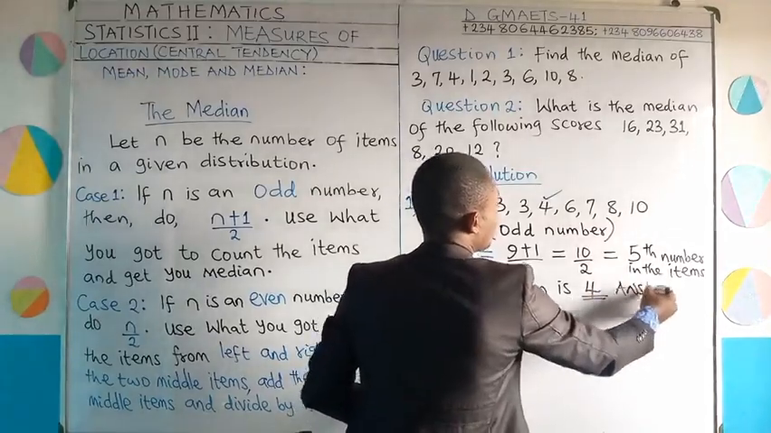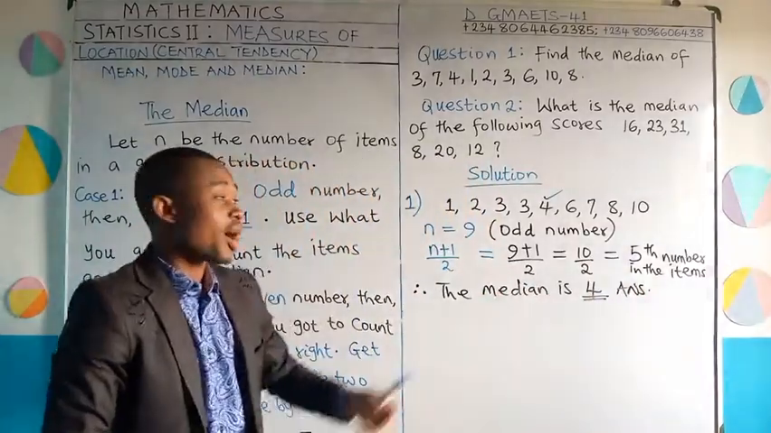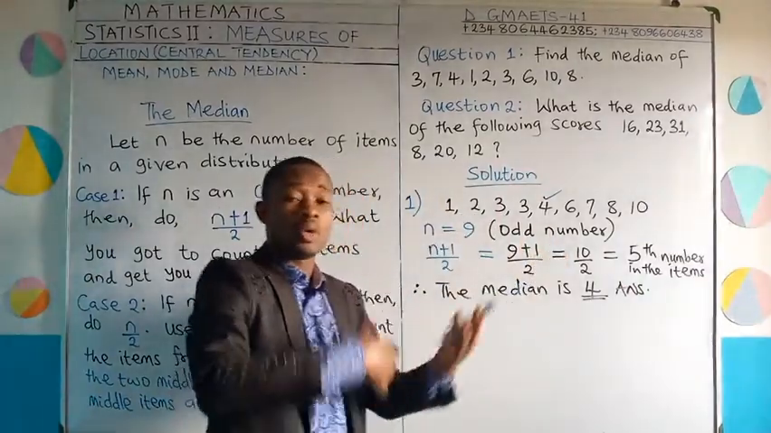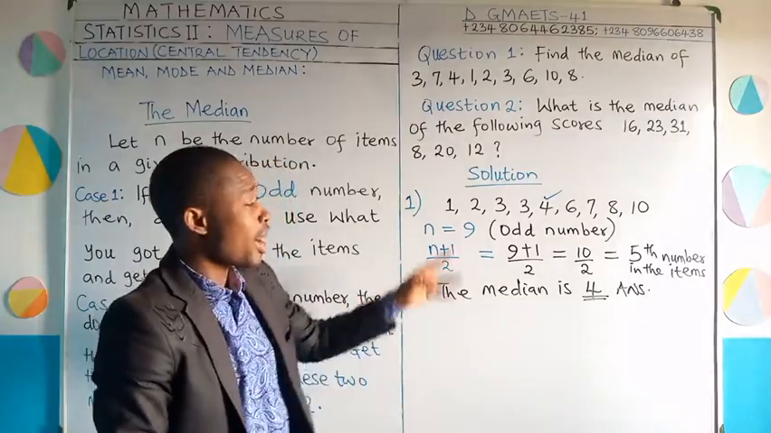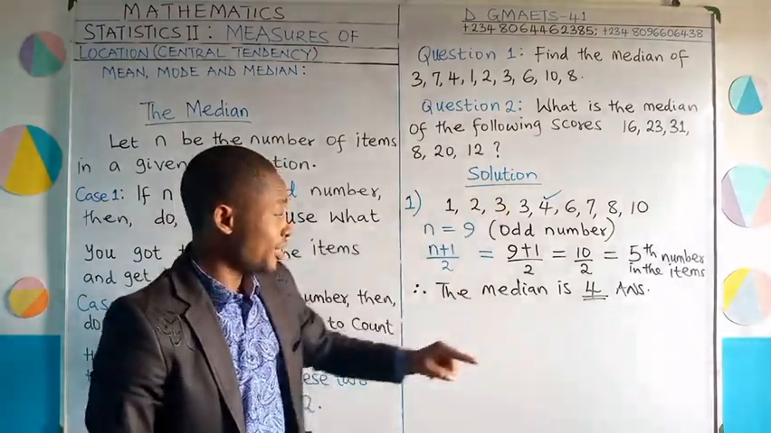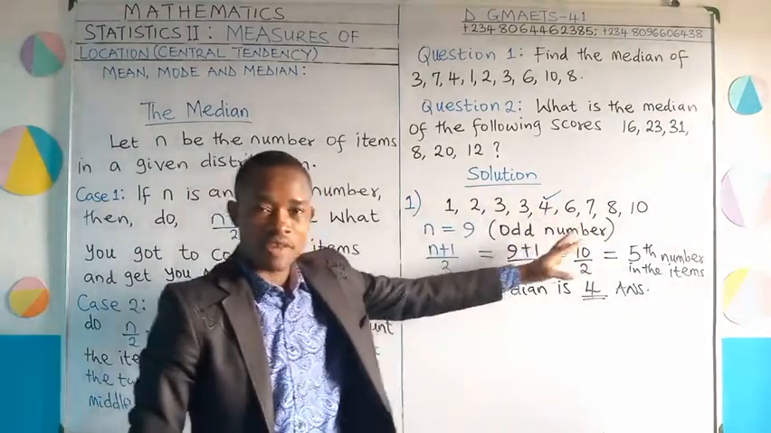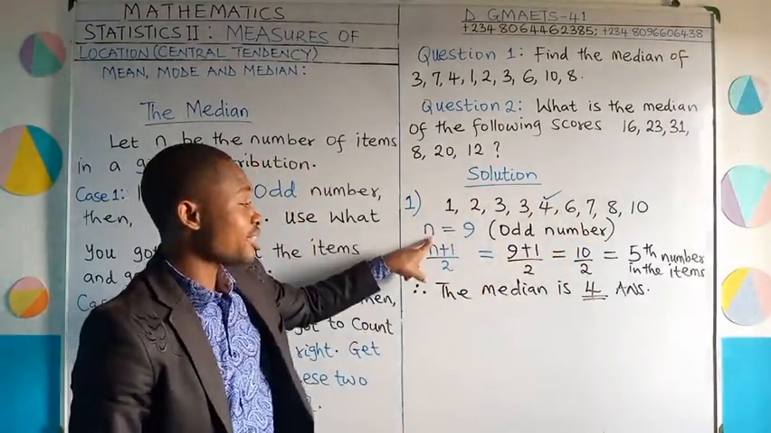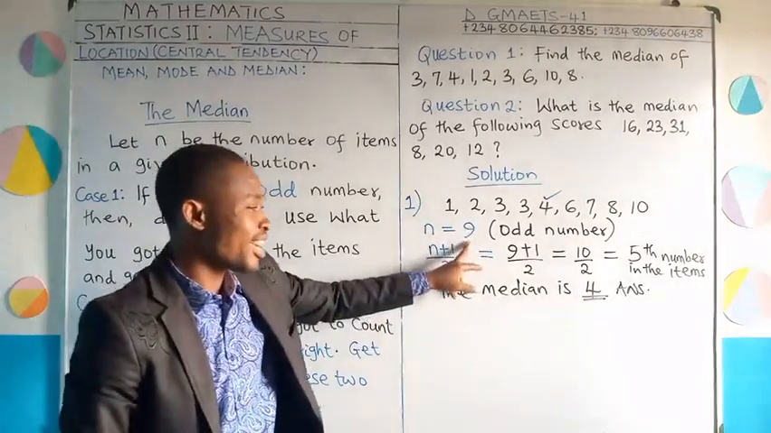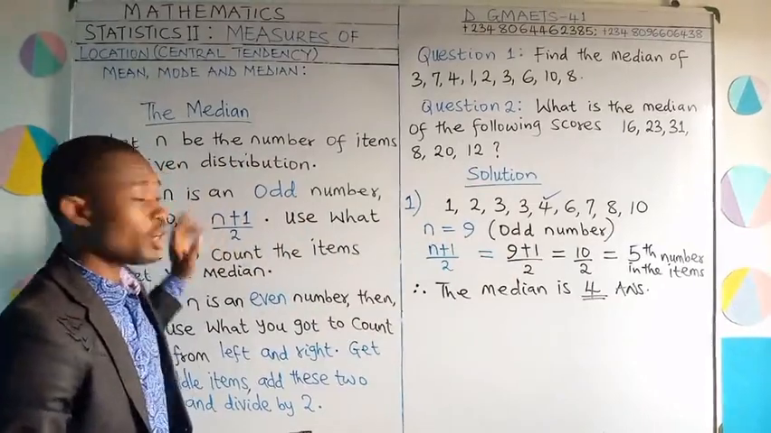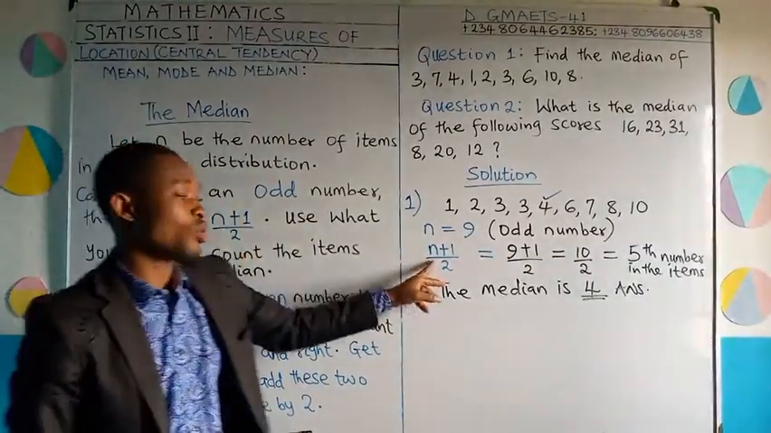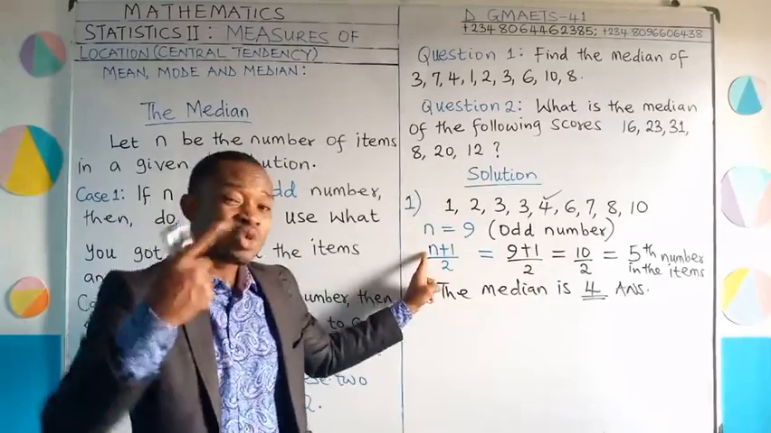Answer. So once again, what do we do? Arrange the distribution from lowest to highest or from highest to lowest. The choice is yours. I prefer doing from lowest to highest. Then check how many items you have there. Here we have 9 items, so n is equal to 9. This 9 is an odd number. So case 1 is what you will use. You are going to do n plus 1 divided by 2.